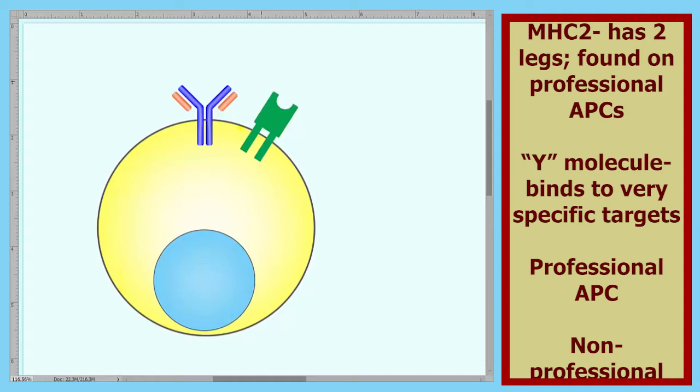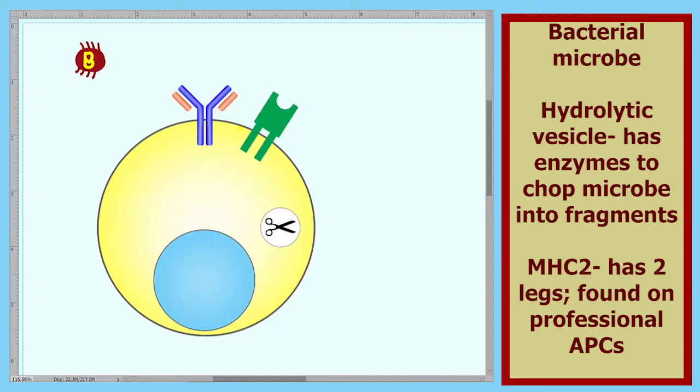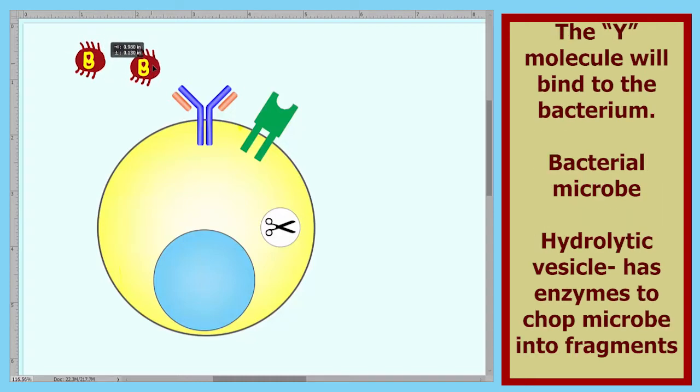The next item that we will need is a hydrolytic vesicle which contains enzymes to hydrolyze the microorganism. Our final component will be the microbe itself. We could use either a virus or a bacterium, but I've chosen to use bacteria. As the bacterium floats through the body, it will be bound by the Y molecule. Next, the cell will phagocytize the bacterium.